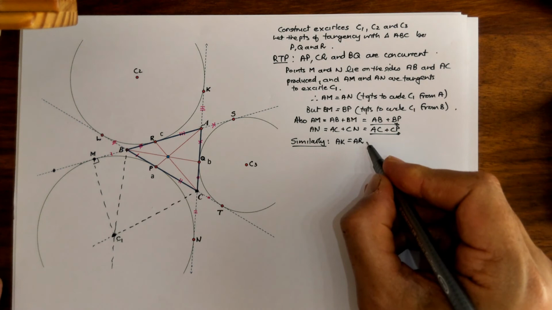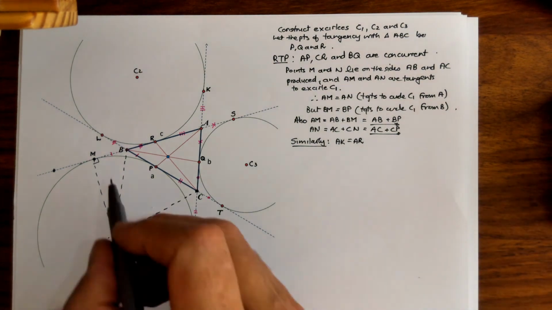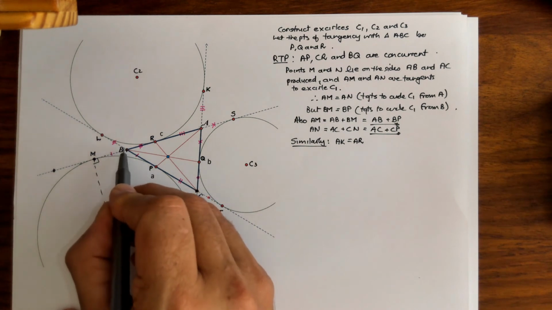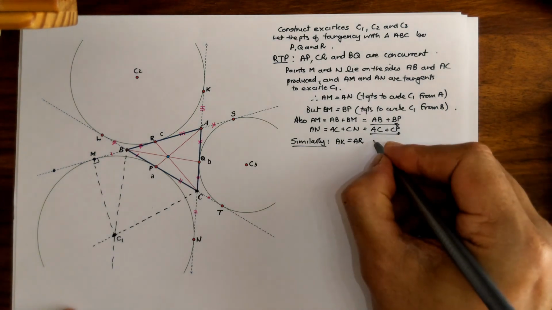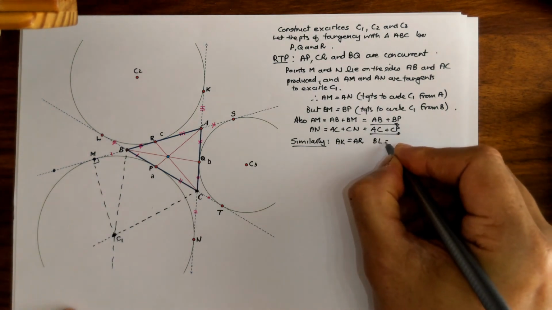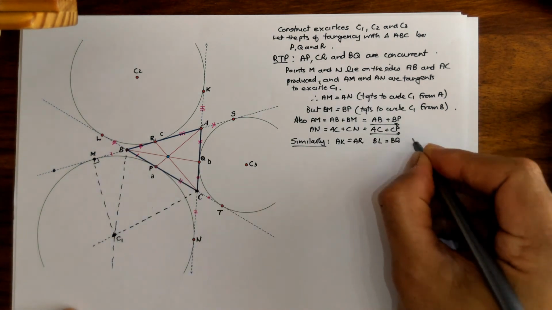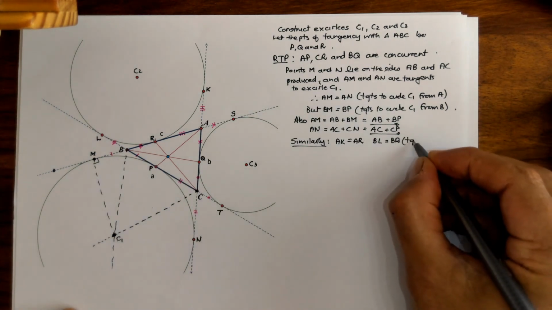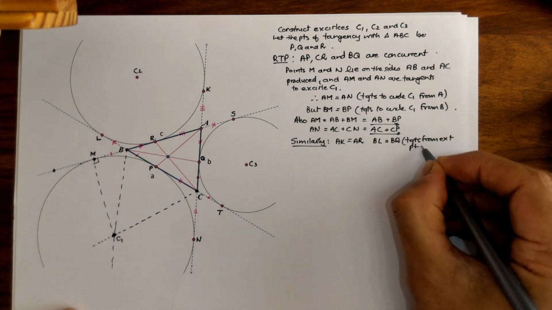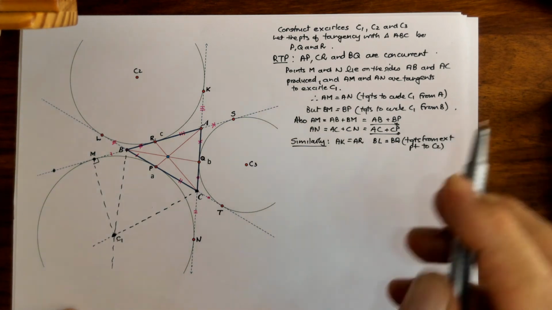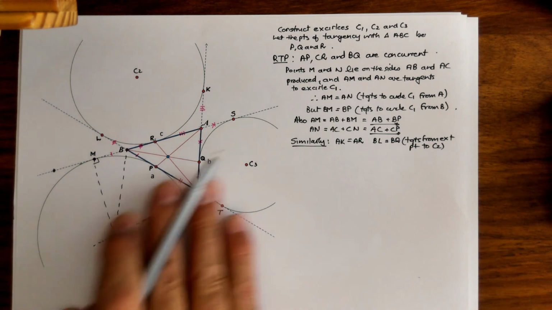And we also know that BL here is equal to BR over there. Okay, and BL is equal to BR, and both of these are tangents from an external point to C2. Different external points. Okay, so we know that those are equal to each other.